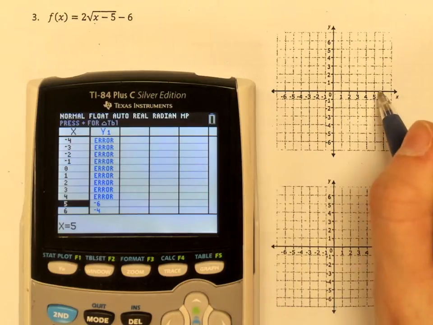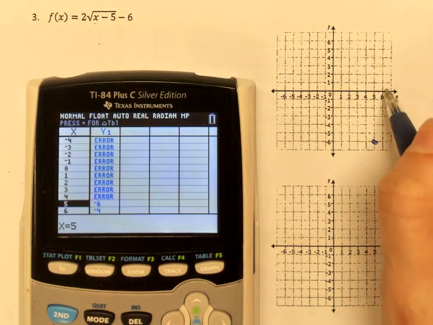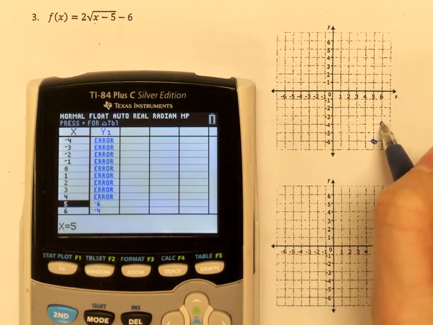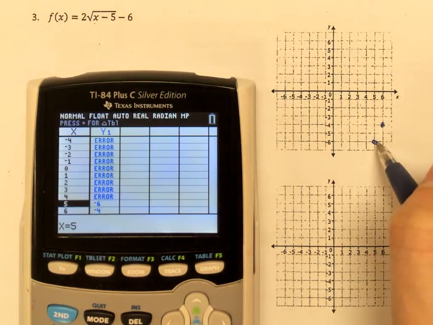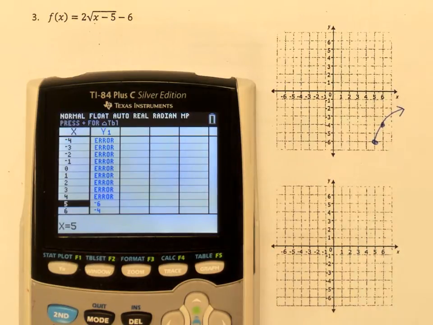Go to positive 5, negative 6. 5, negative 6. And then, yep, positive 6, negative 4. Negative 4. And that's all you can do. Is that all you can do on this graph? Yeah. Okay, so you can see it just gets bigger faster.